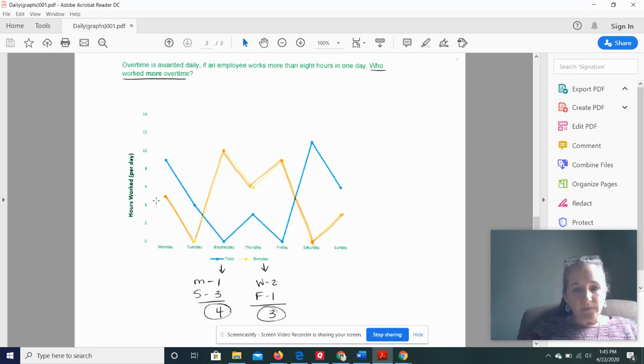So now we're going to go to Brendan. He worked 5 on Monday, none on Tuesday. He worked 10 on Wednesday, so that's 2 hours of overtime. He worked 6 on Thursday and 9 on Friday, which is 1 hour overtime. None on Saturday and 3 on Sunday.